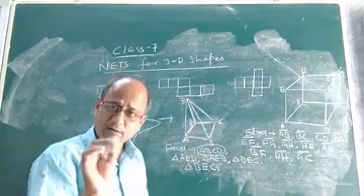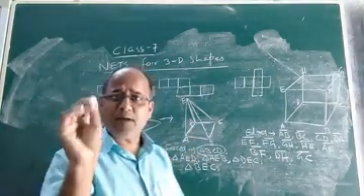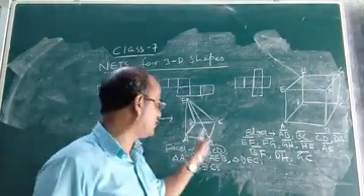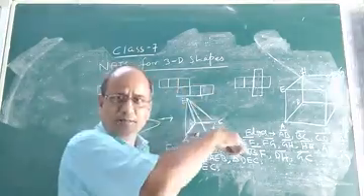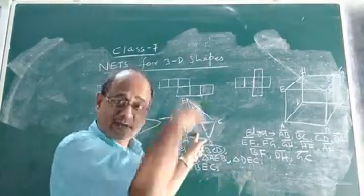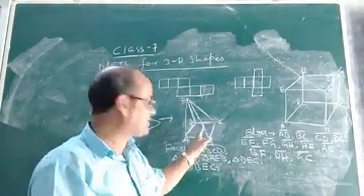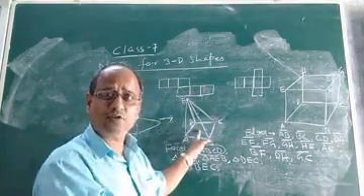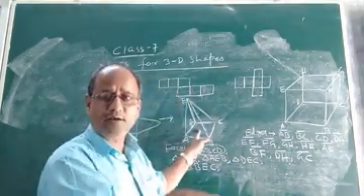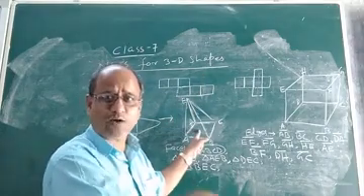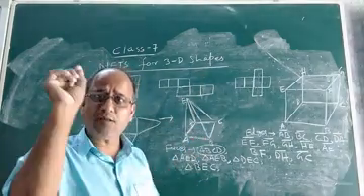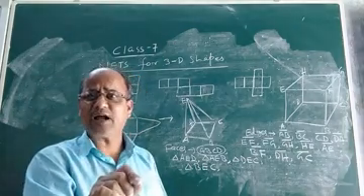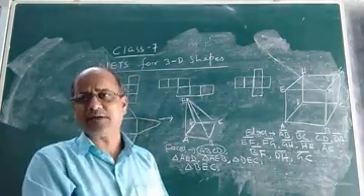So the name of a pyramid is given on the basis of its base. If the pyramid stands on a triangle, it is a triangular pyramid or tetrahedron, what we discussed in the last class. If the pyramid stands on a square, it is a square pyramid. If the pyramid stands on a rectangle, it is a rectangular pyramid. If it stands on a pentagon, it is a pentagonal pyramid. So on the basis of the base on which the pyramid stands, we give the name of the pyramid.